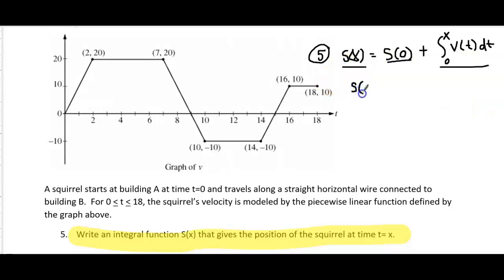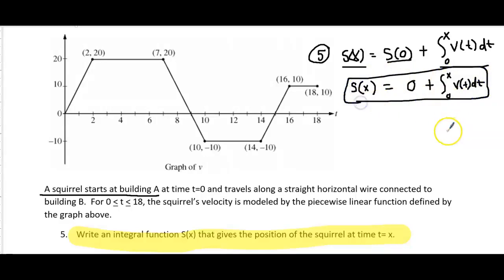Now we could be a little bit more specific here though, because we actually know what S of 0 is. It tells us that the squirrel starts at building A. And so all these lengths here represent how far away from building A the squirrel is. So at the beginning, since he's right at the building's location, his starting position is 0. And whenever your starting position is 0, you actually don't even have to include that in the answer. But I'm going to include it just so you guys know that you do want to have a starting position there usually. Okay, but there's our answer to number 5.